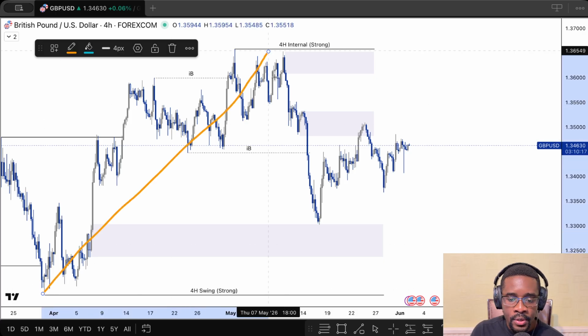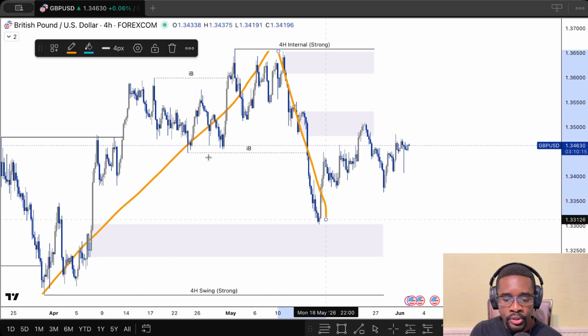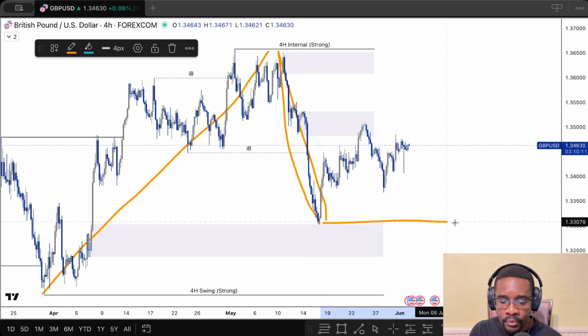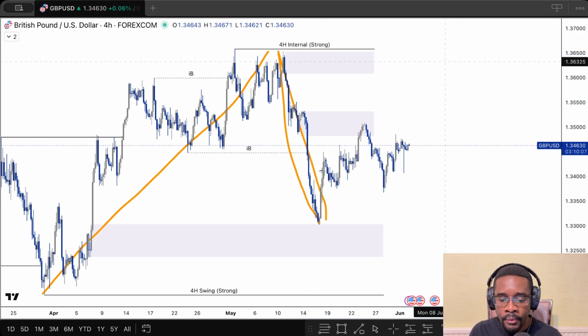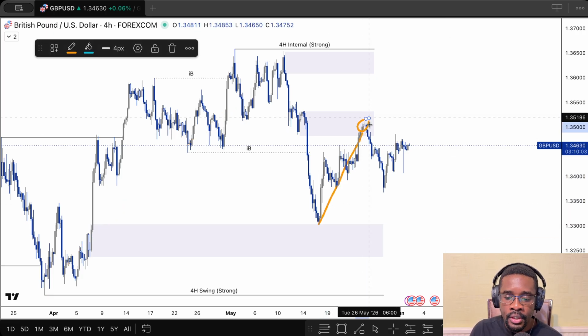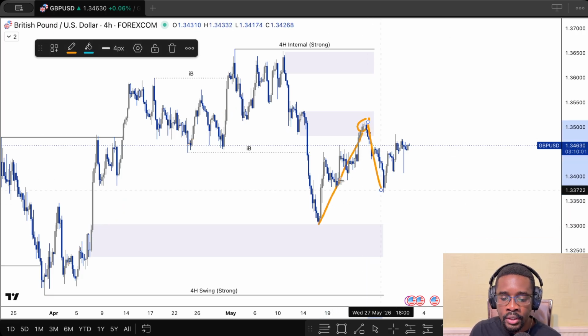This is our swing, and then internal is bearish. So this is the leg that we are in. Okay, so internal is bearish on the 4-hour. And then we've had this push up into this area, and then we've had a strong reaction, breaking this bit of structure as well.